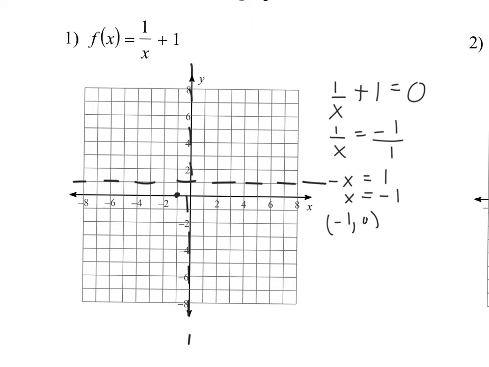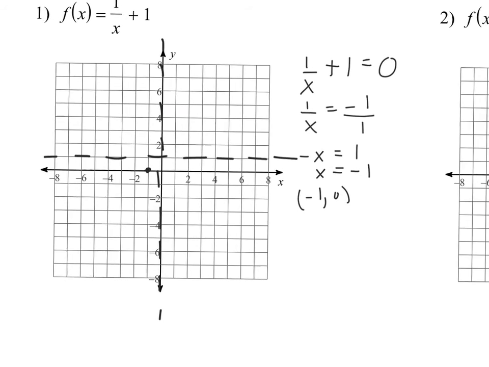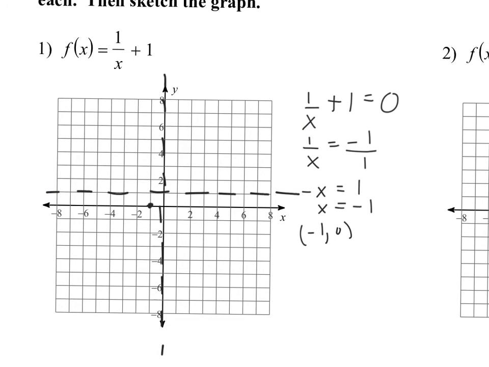So domain. When you're doing domain, you have to think to yourself, what am I allowed to plug in? If I was going to make a table, let's say we're going to make a table here for this. And in that table, we're thinking to ourselves, what values would I be allowed to plug in for x? That's your domain. It's all the values you're allowed to put in for x. And in this case, it's very related to that vertical asymptote. You can plug in whatever numbers you want right here, except 0.